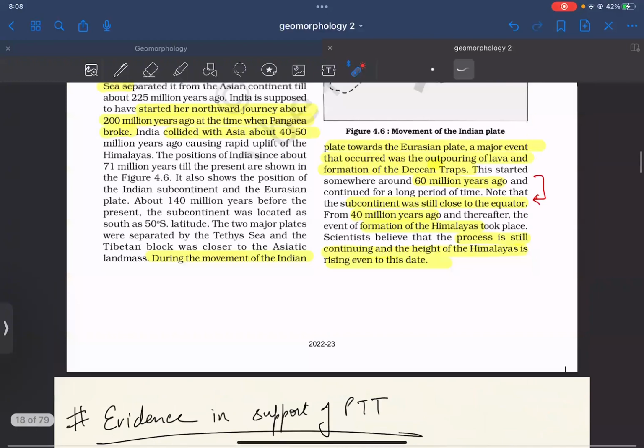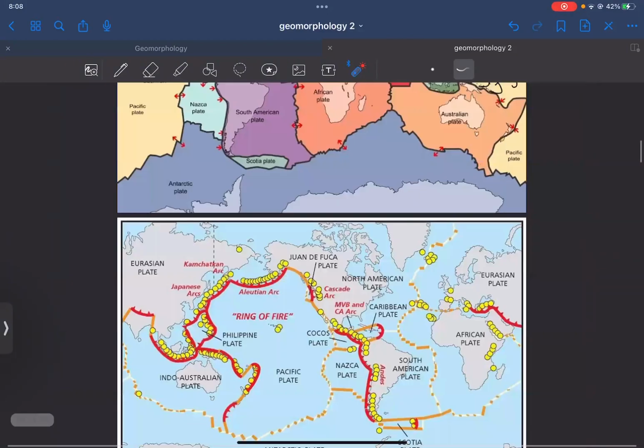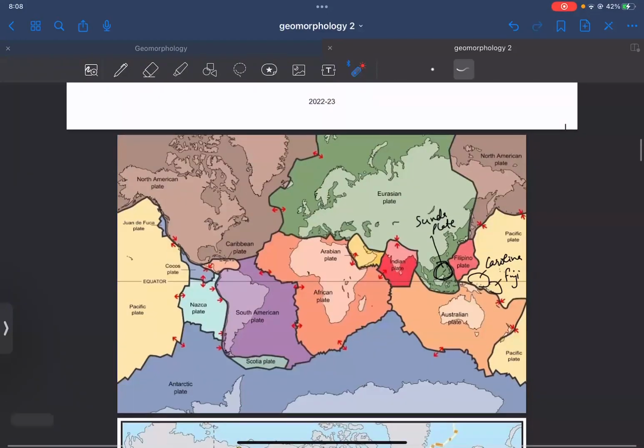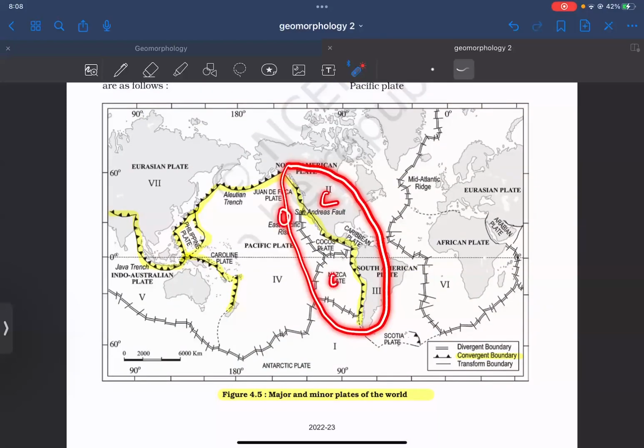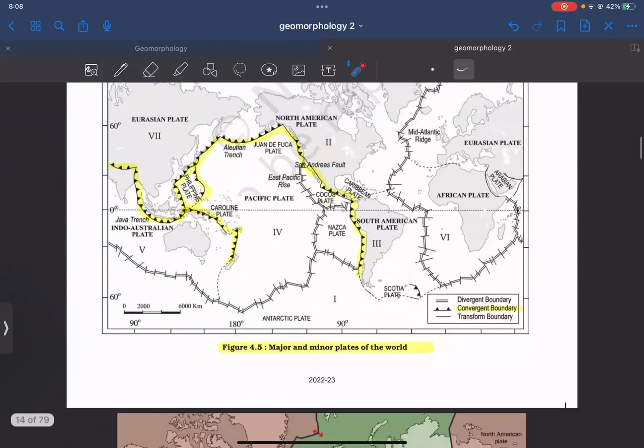So in this region, over here also convergence is taking place, but it's between ocean and continent. So this is about the second set of convergence. Now we have the third set of convergence, continent-continent. So let's have a look at these convergent boundaries.